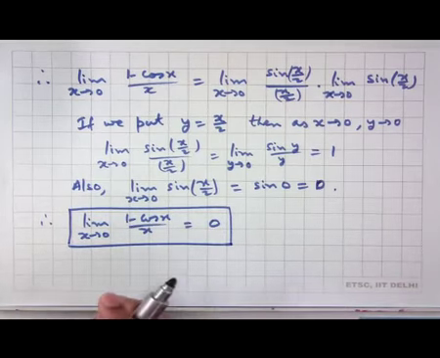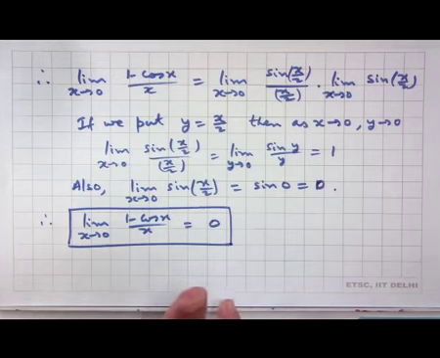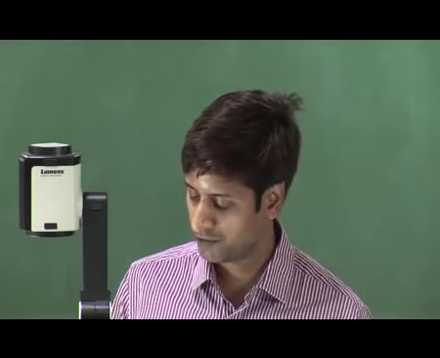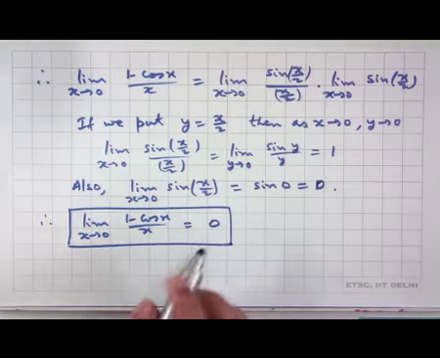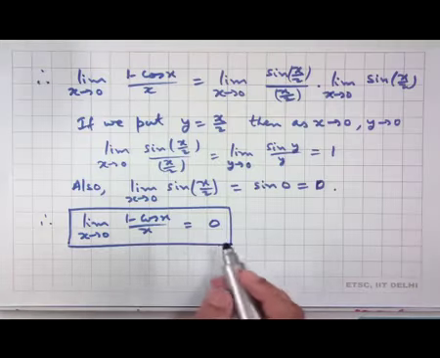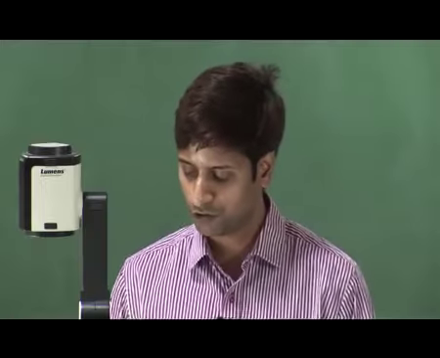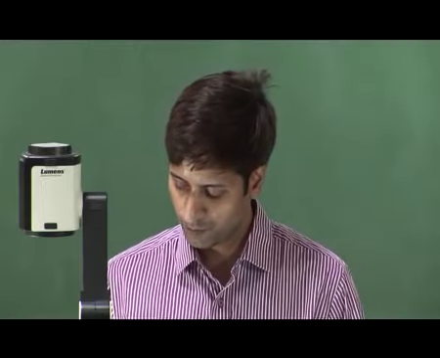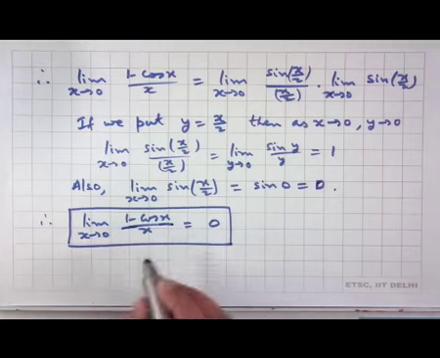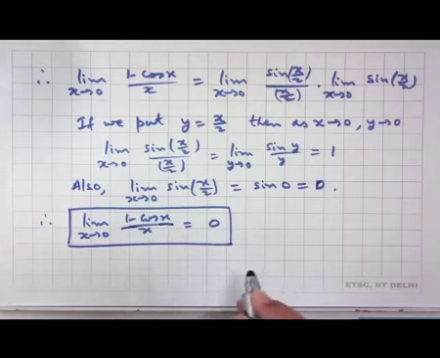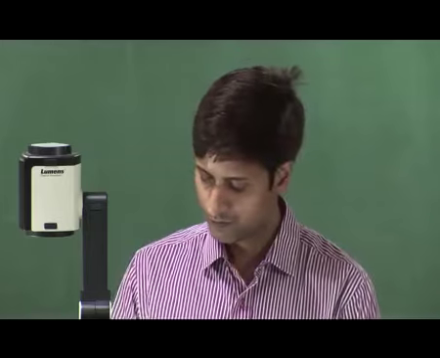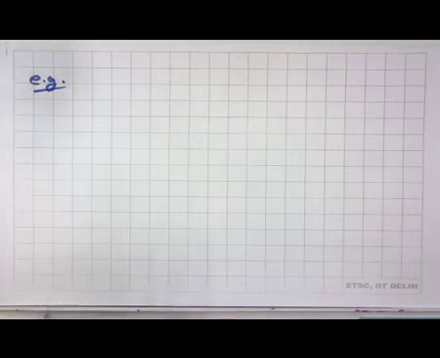So, we saw three limits in terms of trigonometric functions. One is the limit of sin x by x as x goes to 0, which is 1. Using that, the limit of tan x by x at 0 is also 1, and the limit of (1 minus cos x) by x is equal to 0. Now, some other examples using these formulas.